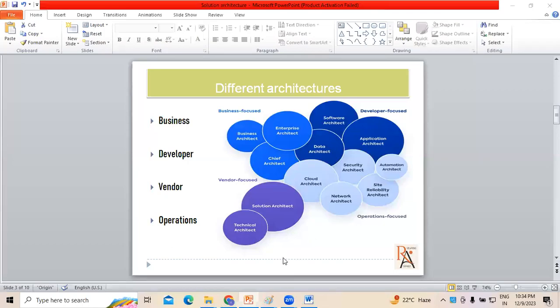Right. So I'm going to discuss different types of architectures. Let us understand solution architecture first. Let me brief you again. Solution architecture is essentially important when we want to develop any solution for applications.